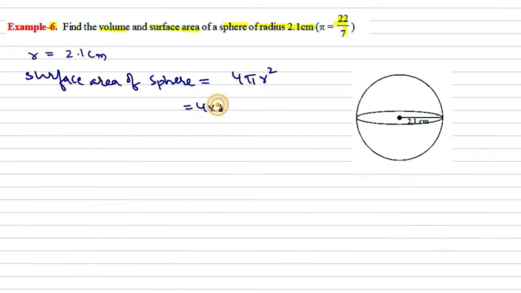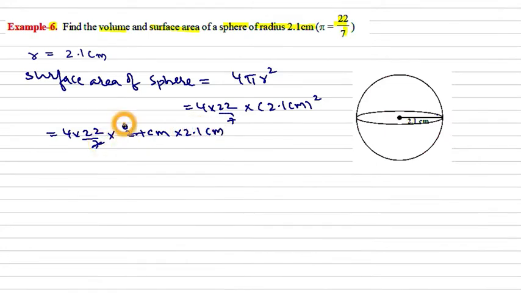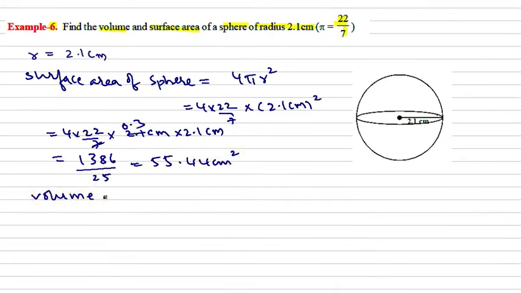So 4 into 22 by 7 into radius 2.1 centimeter square, the given. So which is equal to 4 into 22 by 7 into 2.1 centimeter into 2.1 centimeter. So 7 times 1 is 7, 0.3 centimeter, which is equal to 1386 by 25, which is equal to 55.44 centimeter square.